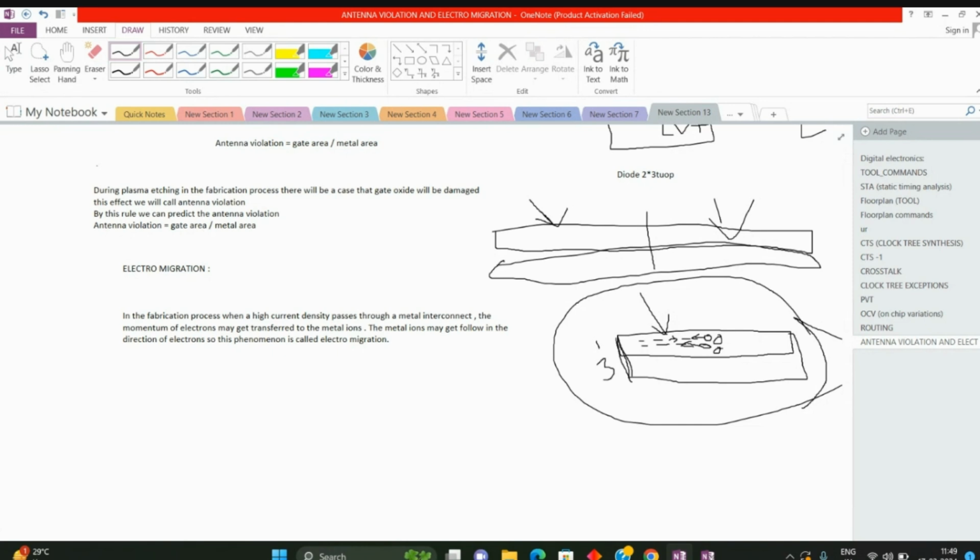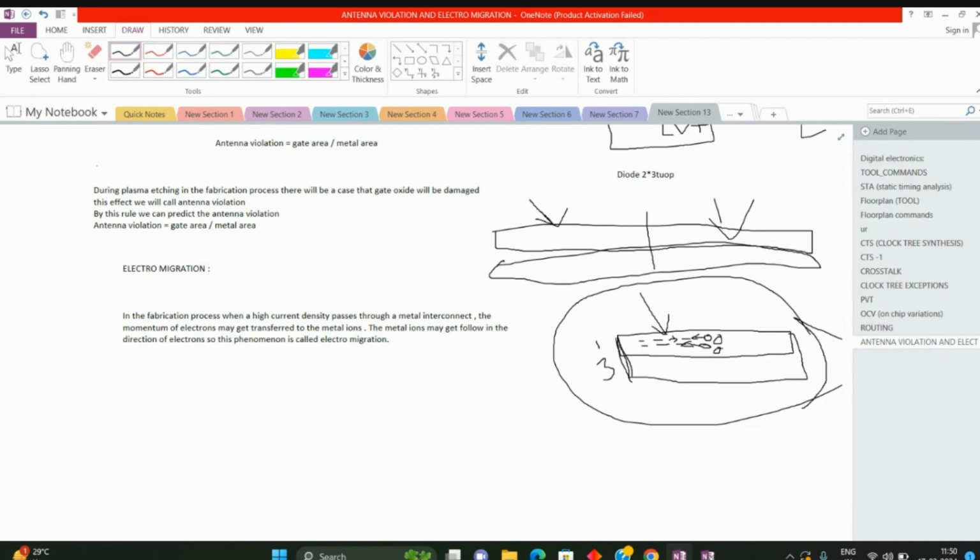If it is not fixing, even if you break the net, or if you already have some HVT cell there, suppose you change it to an LVT cell, what it will do is cause very less delay. So your crosstalk will be less. Okay, still if it is not fixable, then at that time you will provide the shielding.